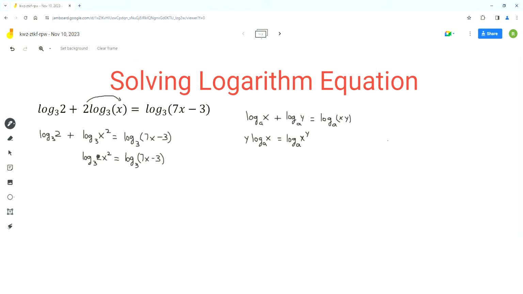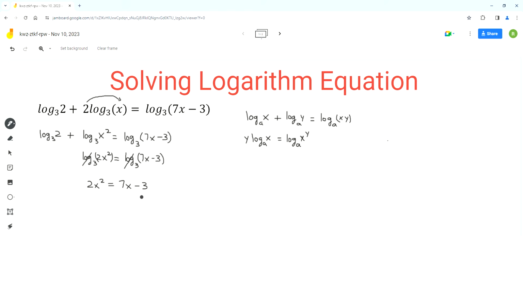Now both sides have just one log term with the same base. Now we can cancel out these logs and we are left with just 2x squared equals 7x minus 3. We are able to cancel out these logs because the log terms have the same base. If the bases are not the same, then we cannot cancel out the logs like that. Now we are left with a quadratic equation.